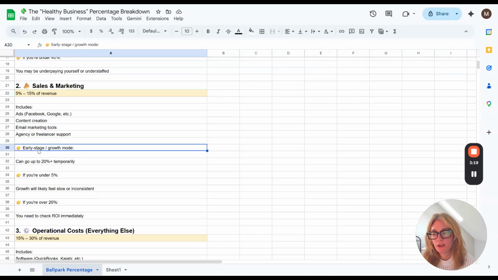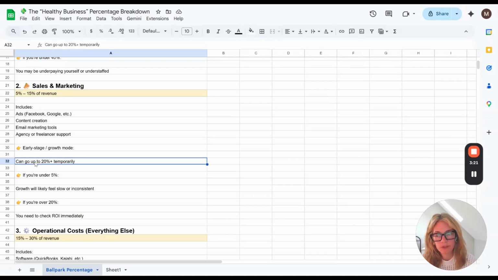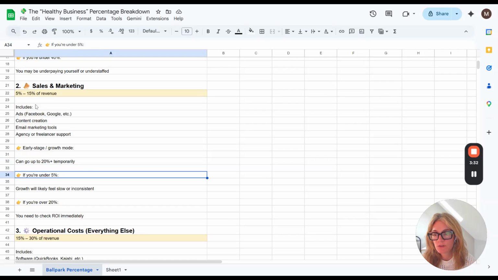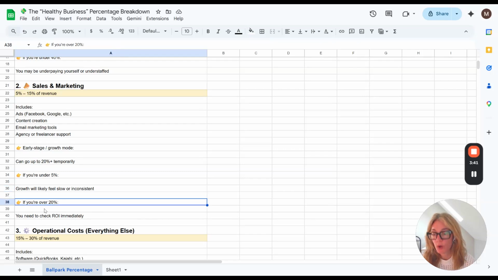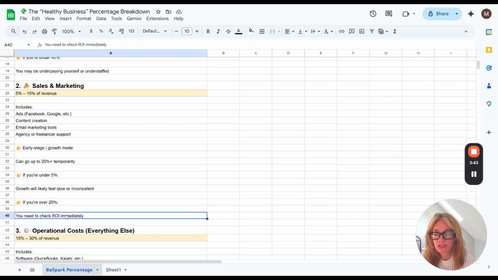If you're in early stage growth mode, you might want to be going up to 20%, even temporarily, just to really put the muscle there and to get more clients in the door. If you're under 5%, if you're spending under 5% on sales and marketing, growth will probably feel a little slow and inconsistent. That's a pretty low number. If you're over 20%, you really need to keep an eye on your ROI, your return on investment, because that's a lot of money that is going to this.